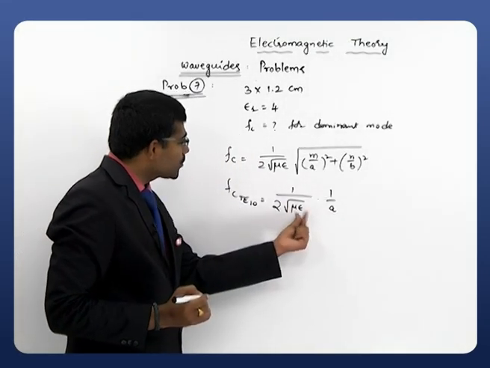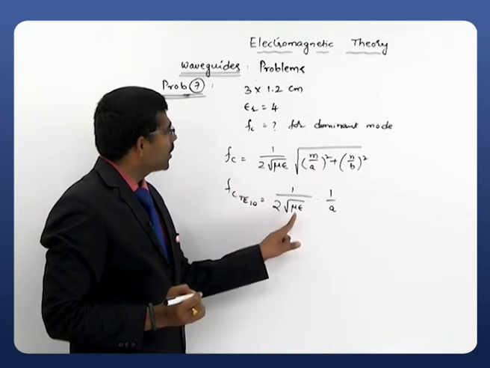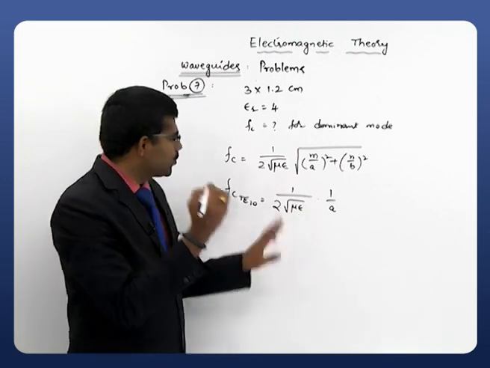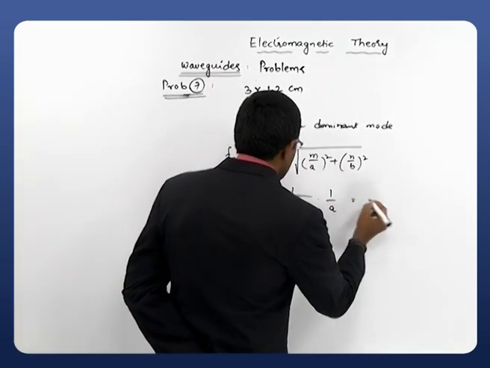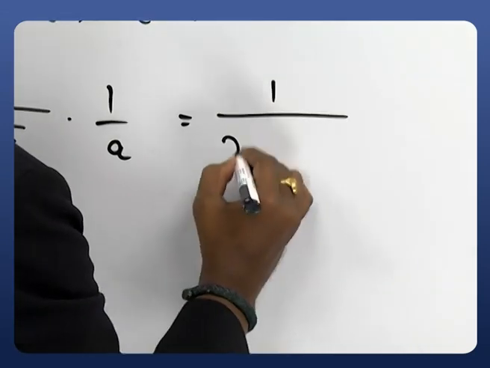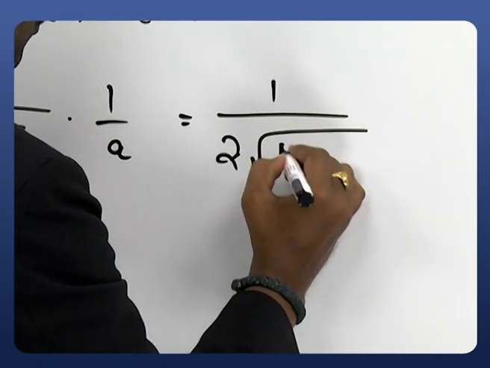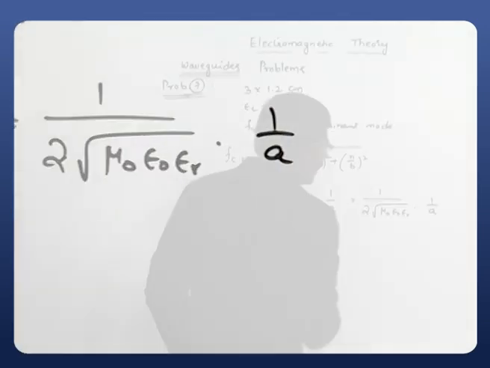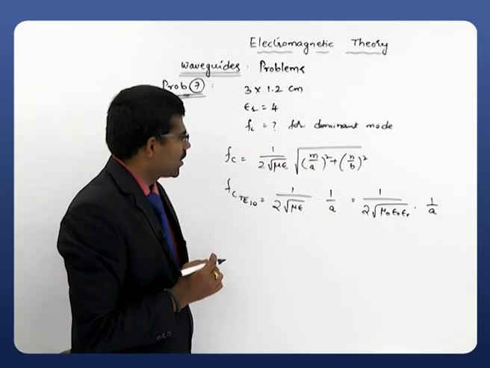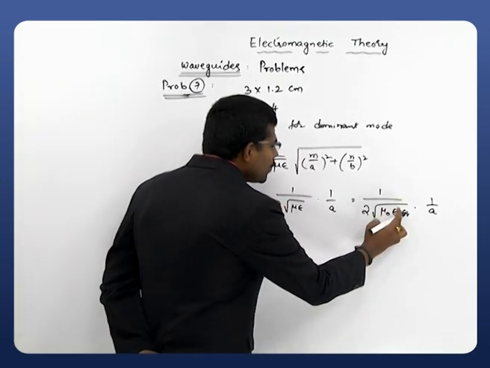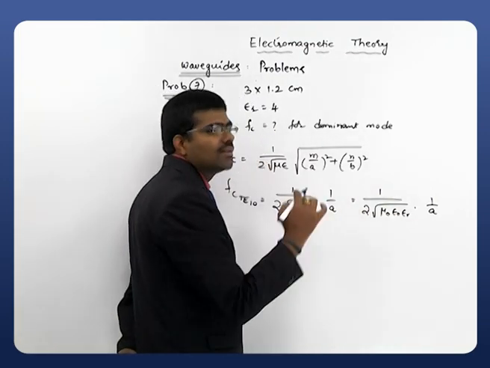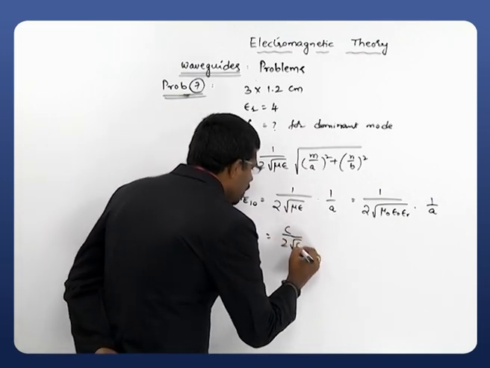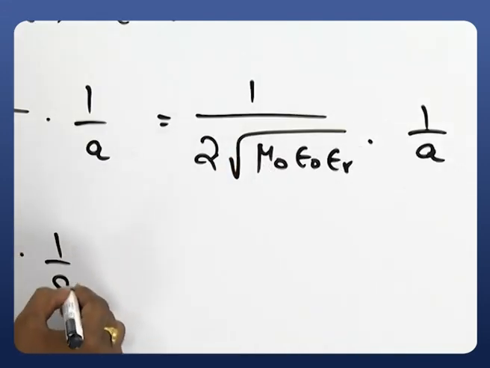Now instead of mu and epsilon, what you can write? Instead of mu, you can write mu naught. Instead of epsilon, you can write epsilon naught into epsilon r. So this can be modified as 1 by 2 square root of mu naught epsilon r, into 1 by a. 1 by square root of mu naught epsilon naught can be written as c. So this can be written as c by 2 square root of epsilon r into 1 by a.